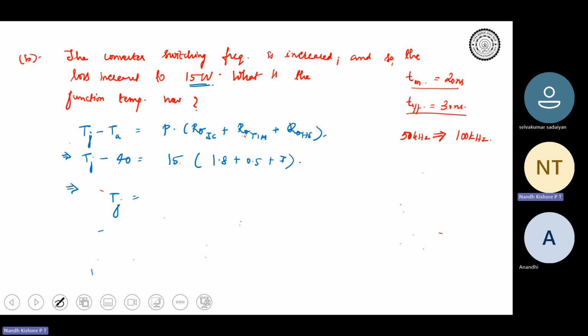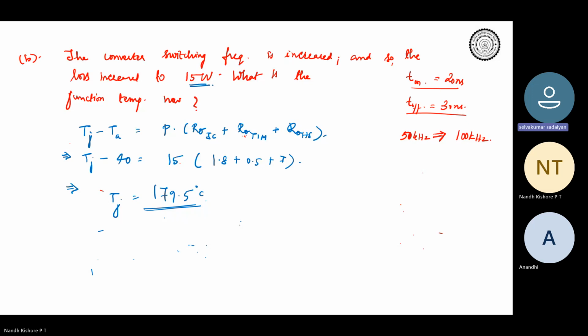Now with this new power loss, what is the junction temperature? I am getting 179.5 degrees. Is this fine? It's a straightforward question again. Power loss is given, everything else is given. What is the junction temperature? Is this fine, Anandi and Selvakumar sir? Yes, sir, it's fine.